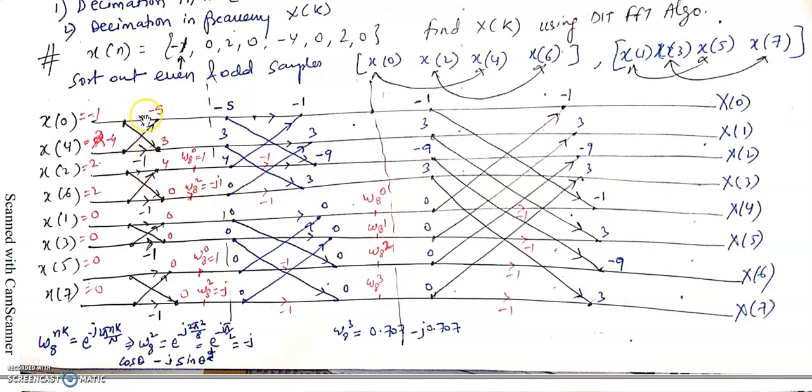In the next stage, we first make pairs. This first 2 is a pair. In the first half of the first 4, the last 2 will be multiplied with the twiddle factor. Why is it so?